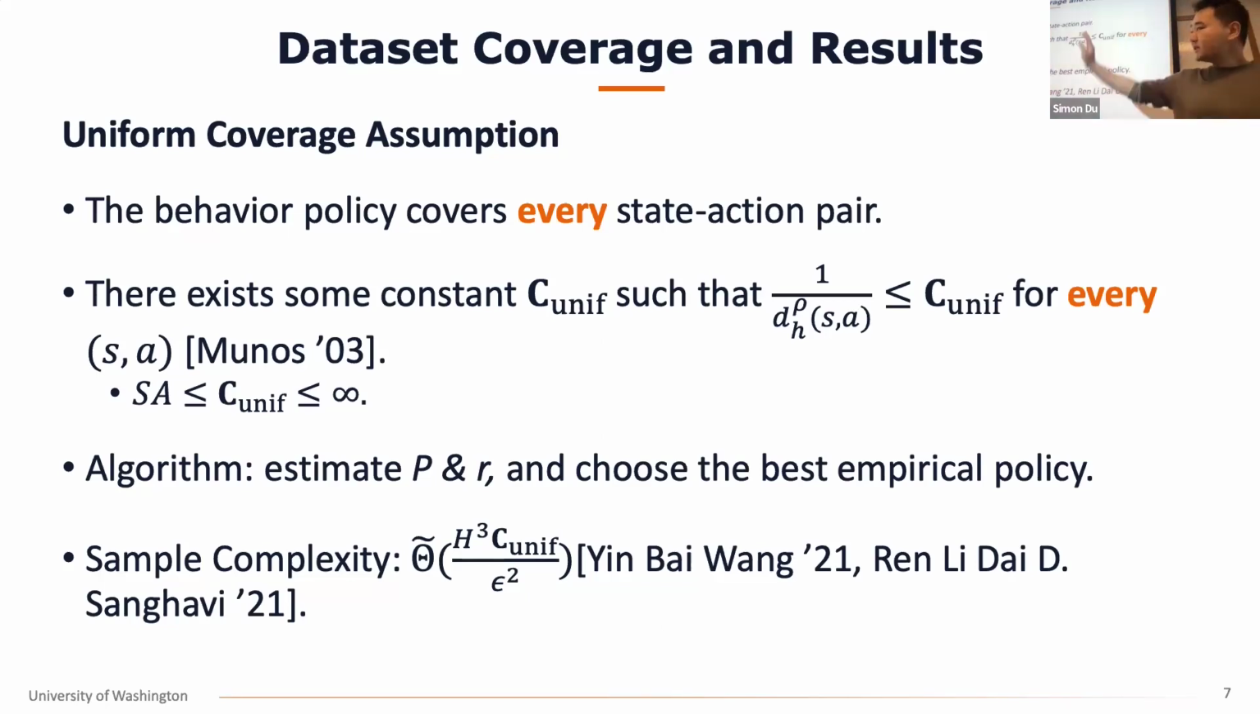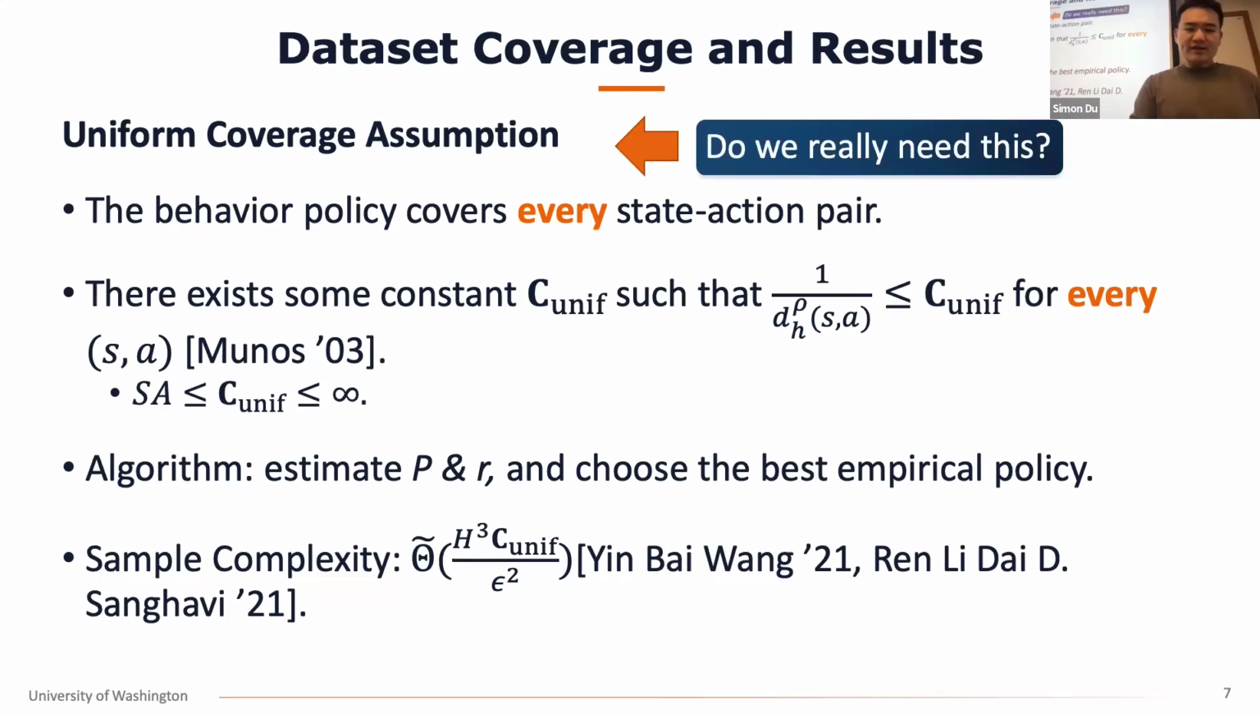All right, so this is for the uniform coverage assumption, which is quite strong because it requires you to touch every state action pair. So the natural question is, do we really need such a strong assumption on the data? Can we relax it?